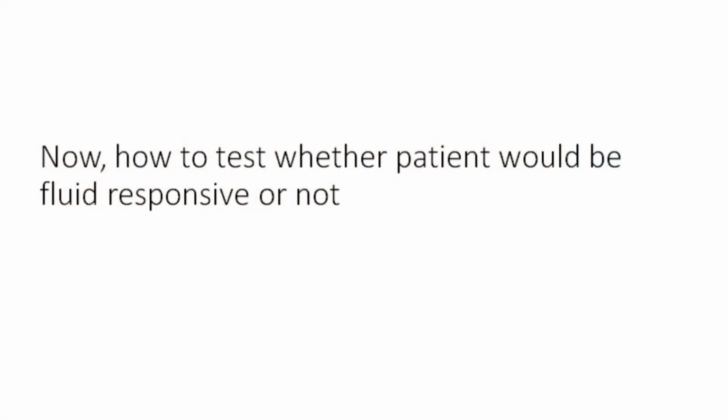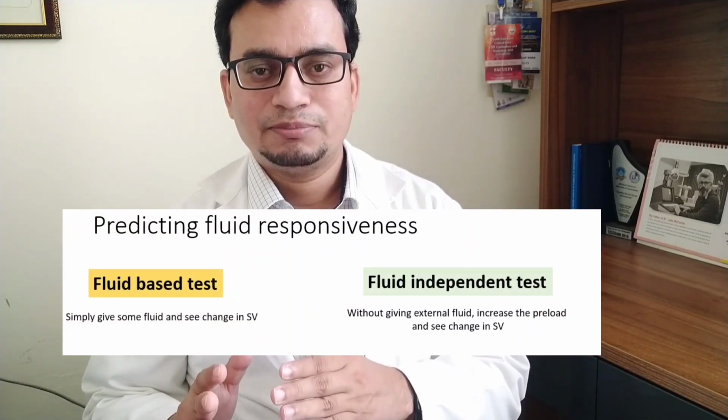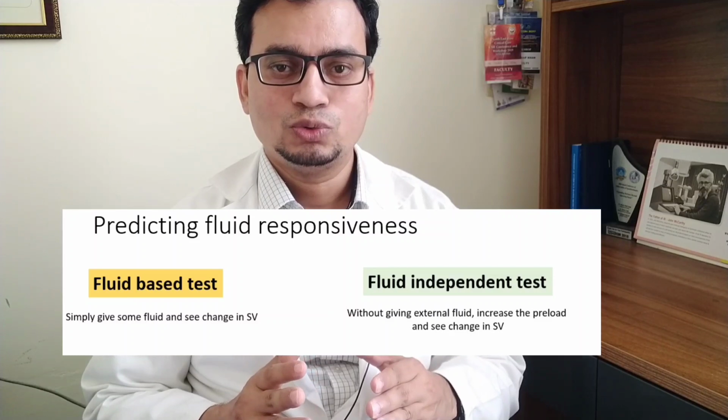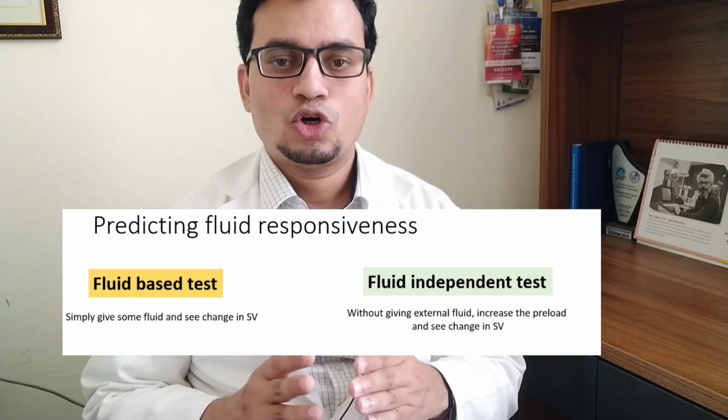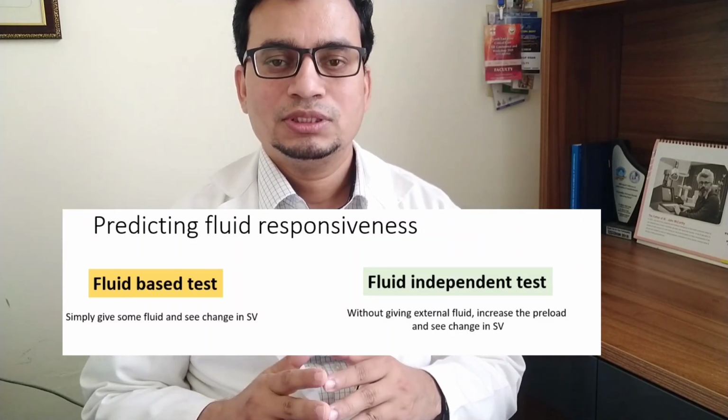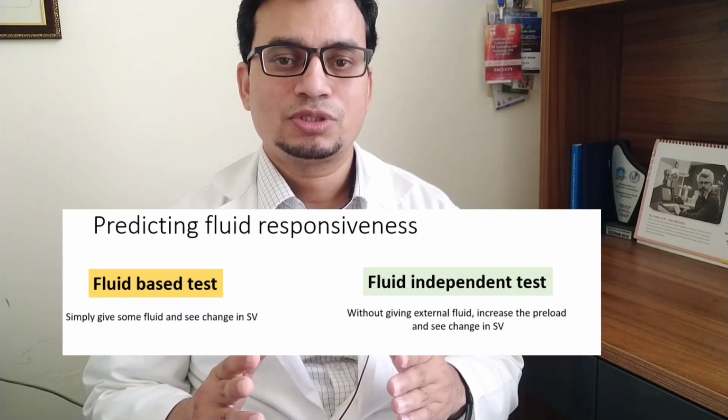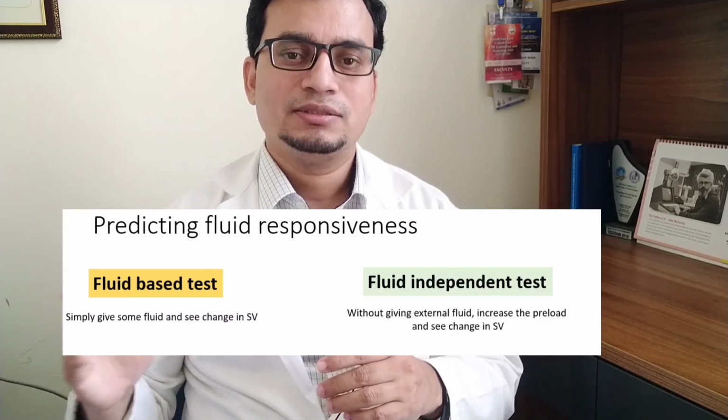Now, how to test whether the patient is fluid responsive or not? Well, to detect the preload dependence and predict the fluid responsiveness, several tests and indices have been developed over the past 20 years. Conceptually, two types of tests are described. The traditional fluid-based test, where you give a fluid challenge and then observe the rise in stroke volume. This fluid challenge method has been used de facto for many years.